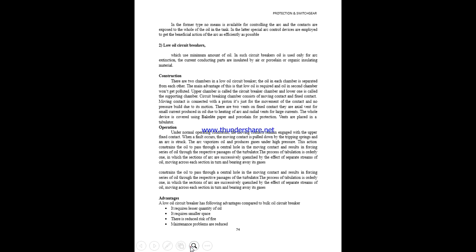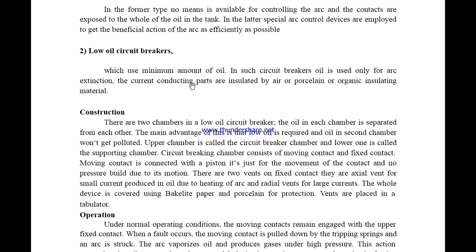So when considering the low oil circuit breakers, it uses a minimum amount of oil, and this is used for arc extinction. The current conducting parts are insulated by air or porcelain or organic insulating material. There are two chambers in a low oil circuit breaker. The oil in each chamber is separated from each other. The main advantage is that the oil in the second chamber will not get any pollution. The upper chamber is the circuit breaker chamber, and the lower one is a support chamber.